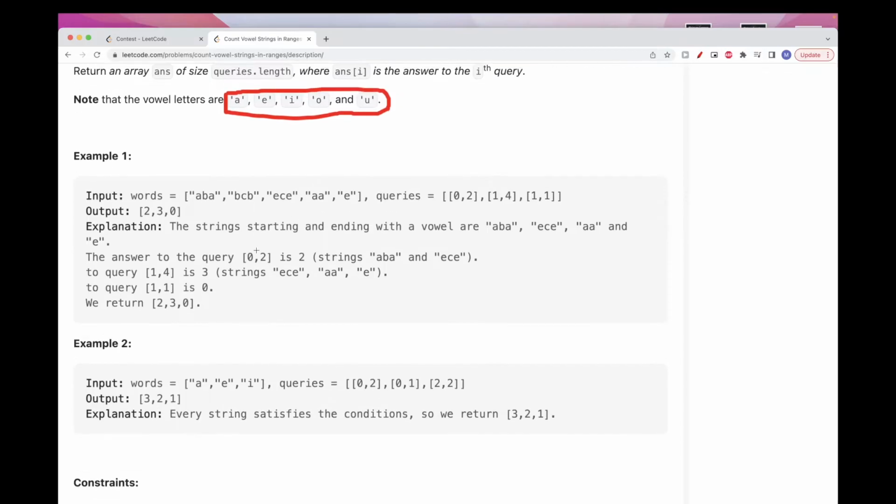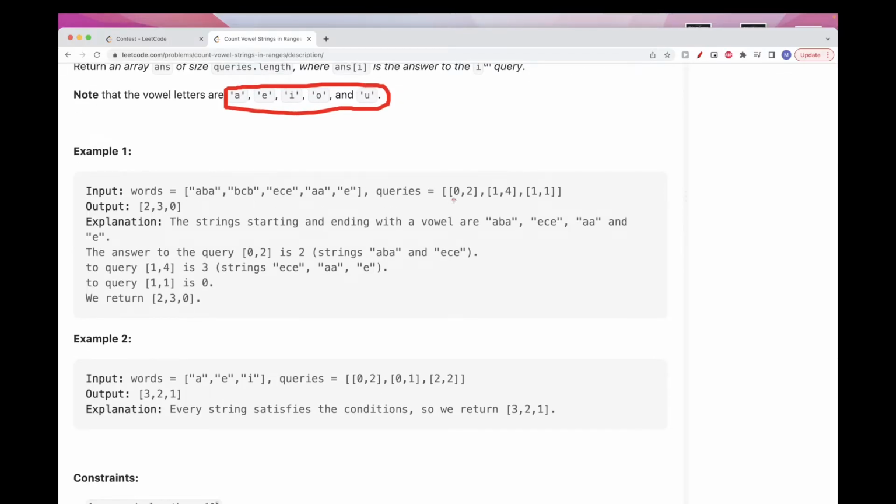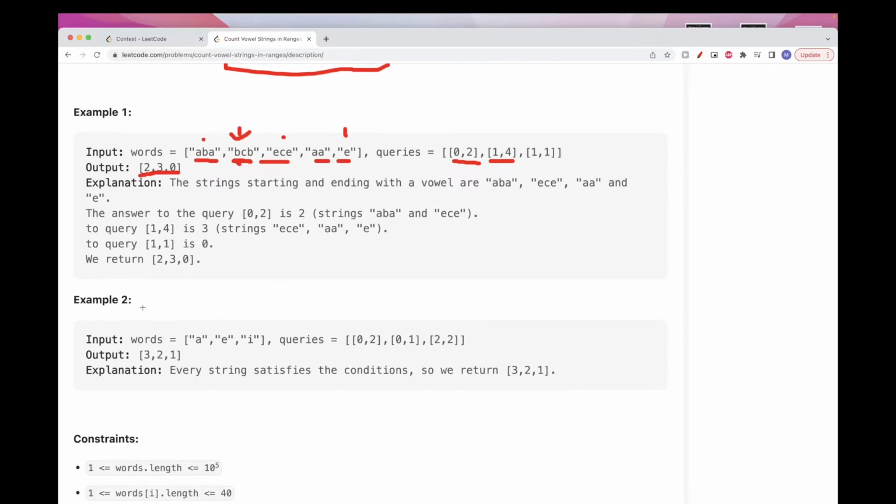Now, if we take a look, for example, here, from 0 to 2, from here to here, there are only 2 that start and end with a vowel. So we put 2. From 1 to 4, so from here to here, there is this one and this one. So there are 3. From 1 to 1, so only 1. So only this position here. This one is 0, because this doesn't start and end with a vowel. So this is the answer array. So you get the idea.